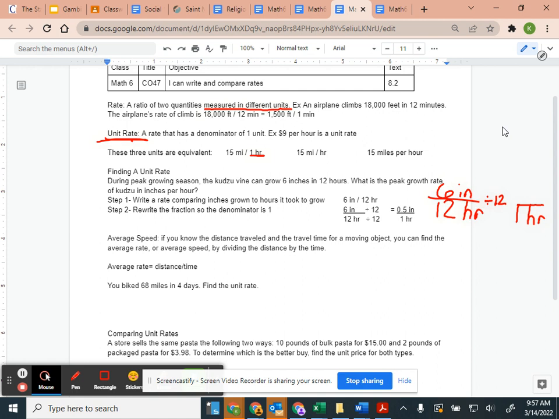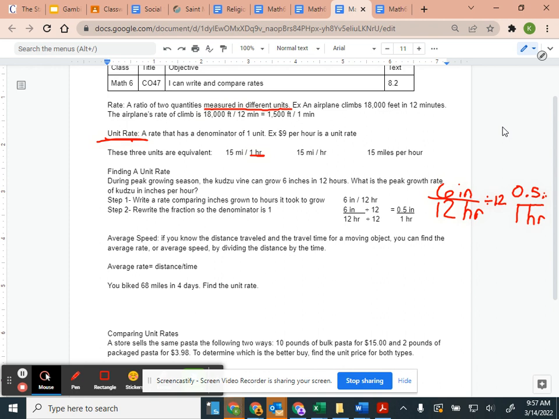So is it that we're always going to divide by 12? No, you always divide by the denominator. So whatever your denominator is, that's what you divide by, so you end up with a 1 on the bottom. So 6 divided by 12 gave us 0.5, so it can grow 0.5 inches in 1 hour.